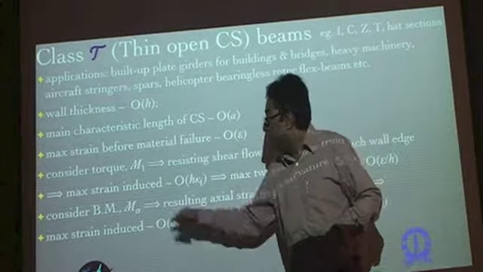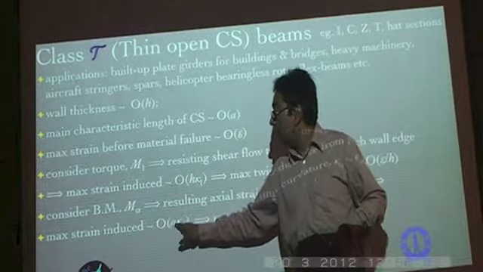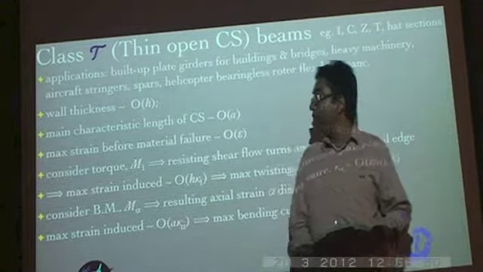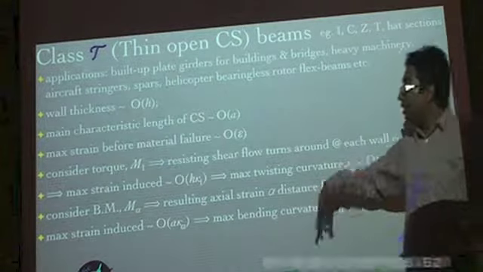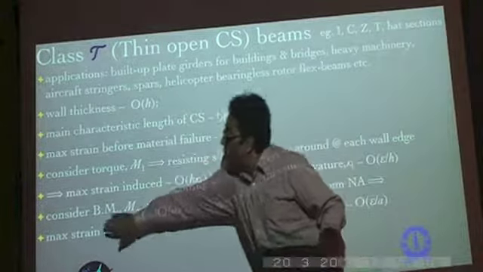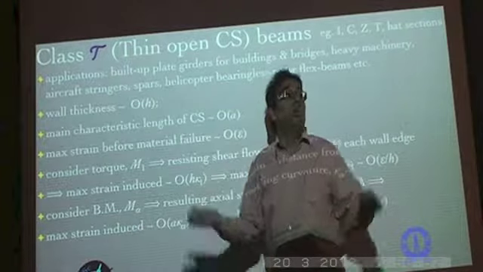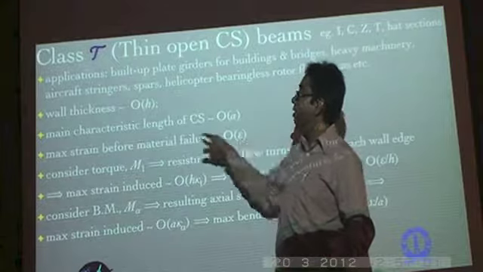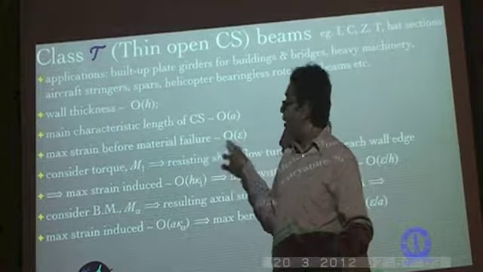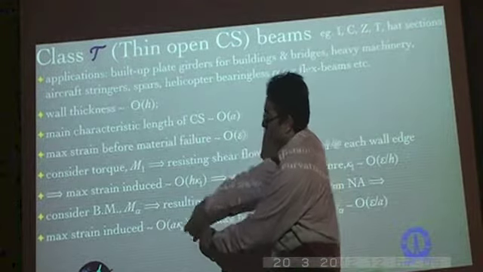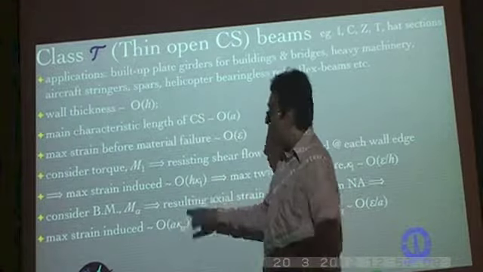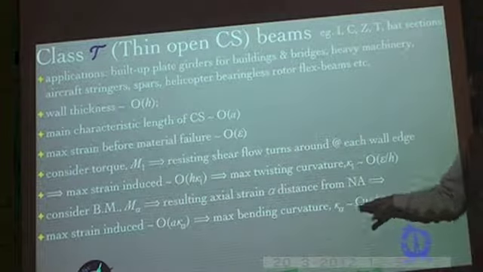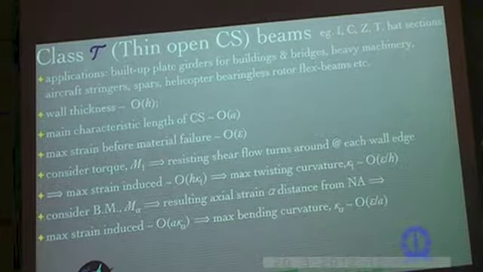So the maximum strain induced is the distance from the neutral axis times that curvature. So that's basically order of magnitude A times kappa alpha. This again should be equal to, because it's the maximum strain induced, we can go only up to material failure. So the maximum that it can take is basically this, which is the strain at material failure. So once again, by relating these two, I can get the order of magnitude of kappa alpha as epsilon divided by A. So the maximum bending curvature kappa alpha is of the order of magnitude epsilon divided by A.